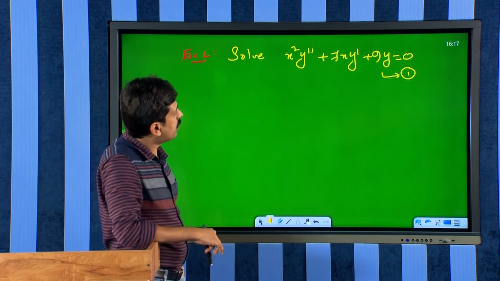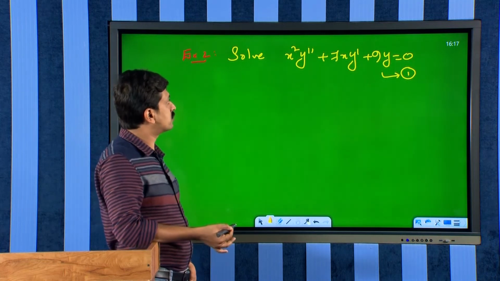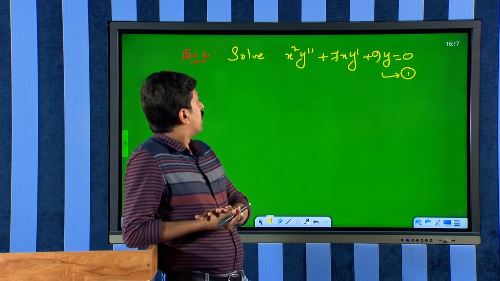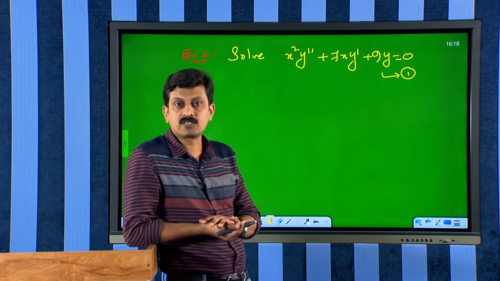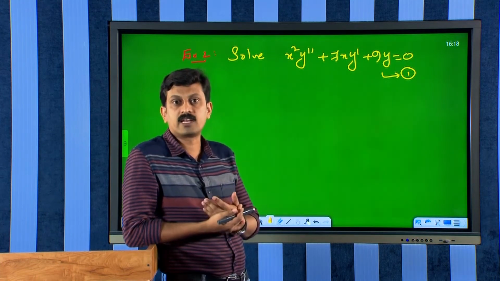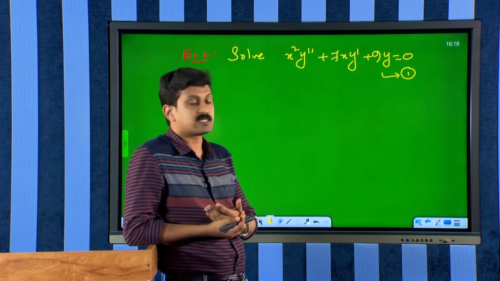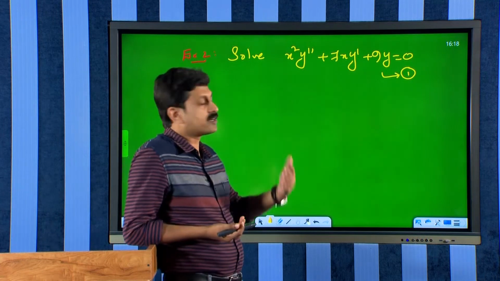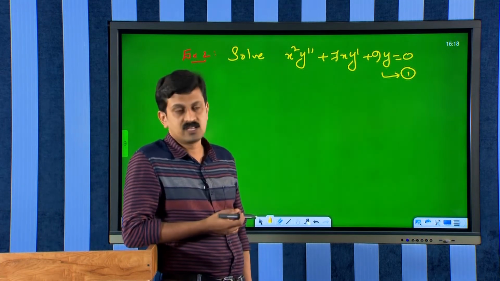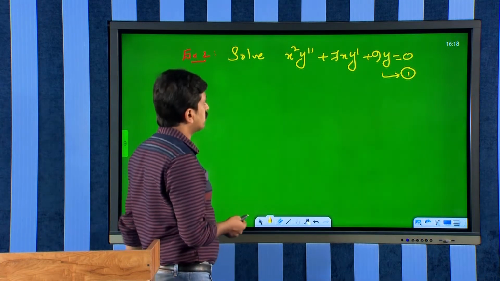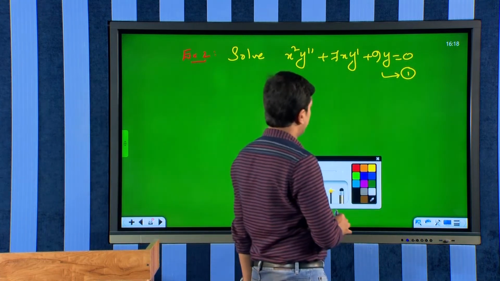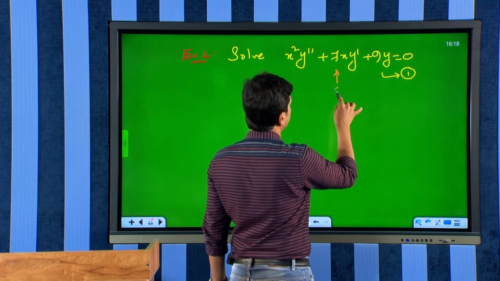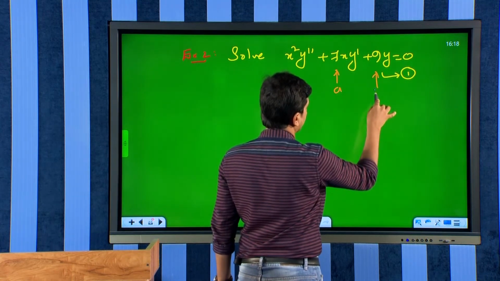Seeing it itself, we understand that this looks like the standard form of the homogeneous Euler-Cauchy equation. So definitely it is an Euler-Cauchy equation, where a is 7 and b is 9.